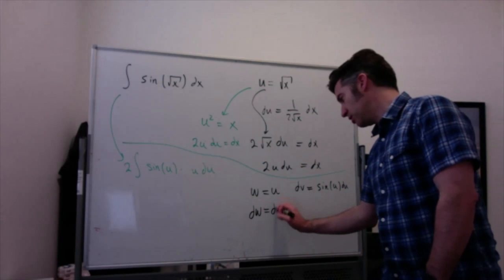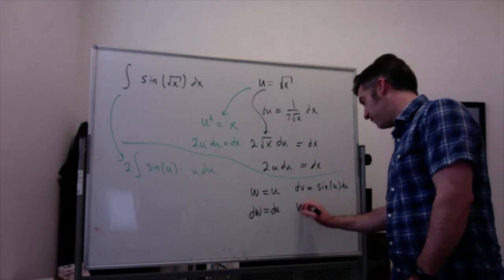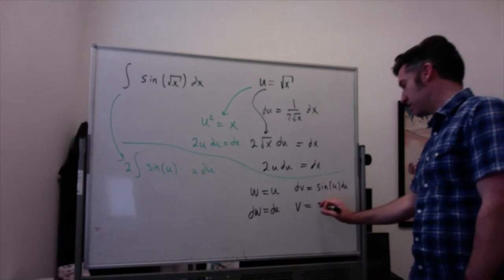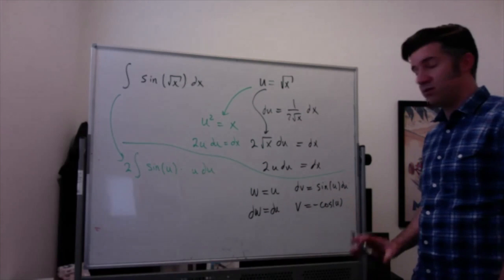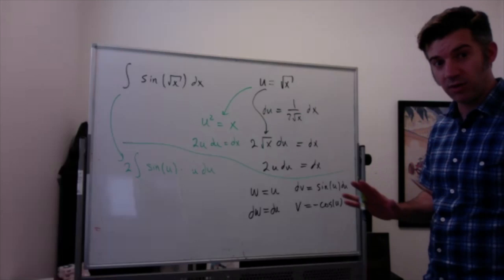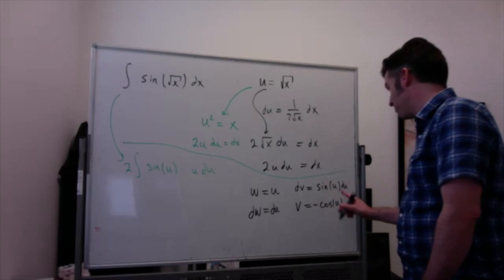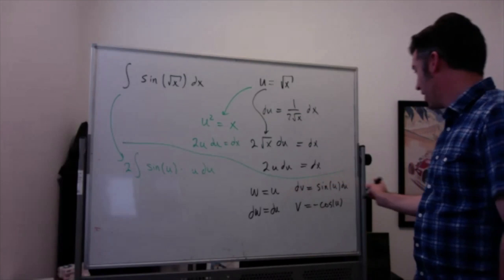dw is du. It's also dark-winged duck. And v is the antiderivative of sine, which is negative cosine. In case you don't know dark-winged duck, you're missing out. When there's trouble, you call dw dark-winged duck. Yeah, okay. Anyway, sorry, getting a little carried away.